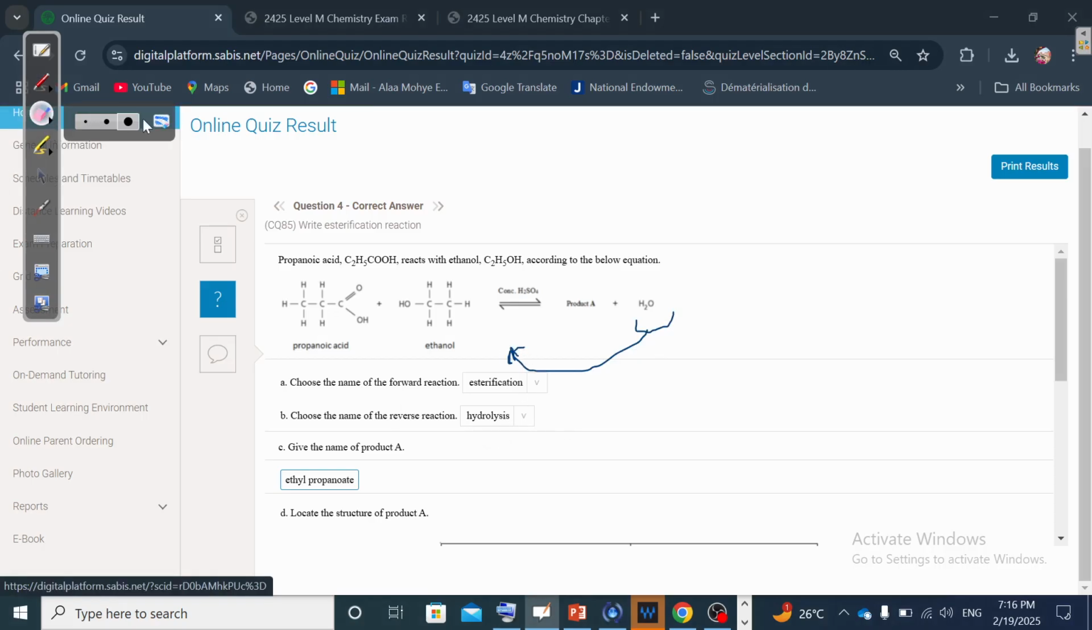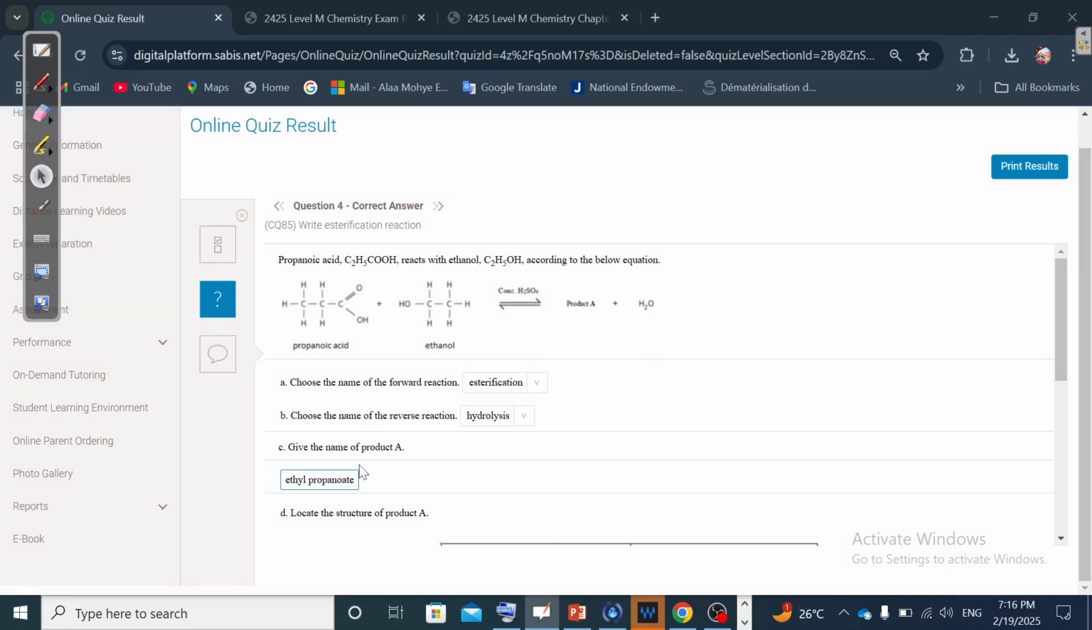Part C, give the name of the product. Always, when I have esterification, I do alkyl alkanoate. So the alkyl is this. I give the alcohol alkyl, so like ethyl, and then the acid: I just put the acid's name and then I just gave it oate at the end. So it's alkyl alkanoate.